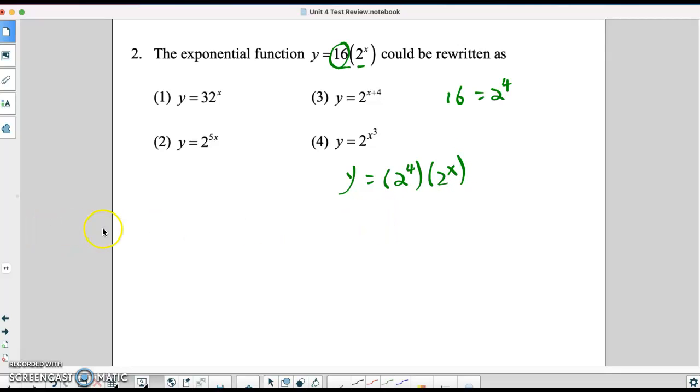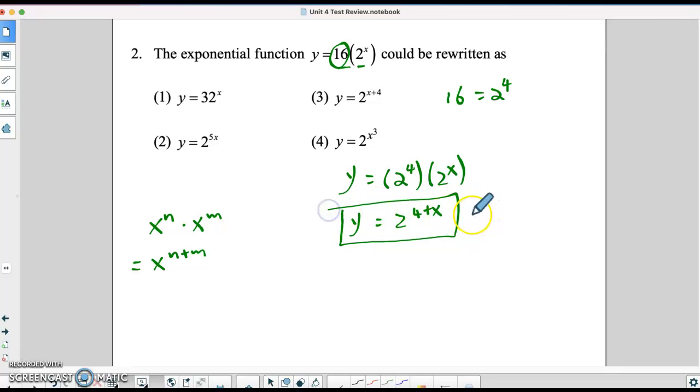And this is the product rule. When you have powers with the same base being multiplied, you keep the base and you add the exponents. So here you keep the base 2 and add the exponents, 4 plus x. Or you can write it with x in the front, it doesn't really matter. So that is our choice.